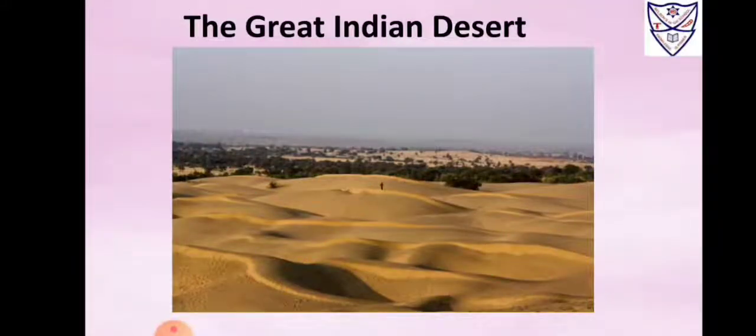The Great Indian Desert. The northwestern part of India, especially the state of Rajasthan, is covered by a sandy area known as the Thar or the Great Indian Desert. This region is dry and receives very little rainfall. Hardly any plants or trees are found in the Thar desert. Summers are very hot and in winters the nights are bitterly cold. This region has a low population because of the difficult living conditions.